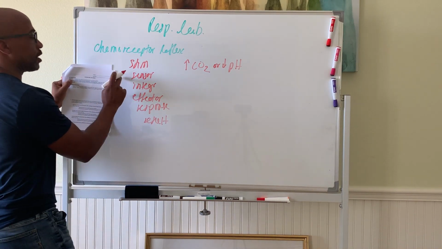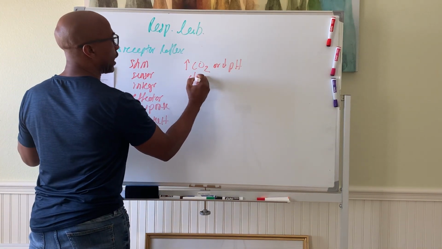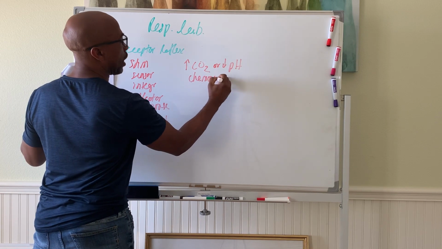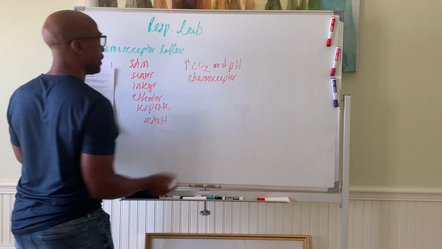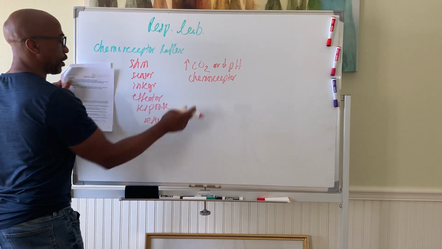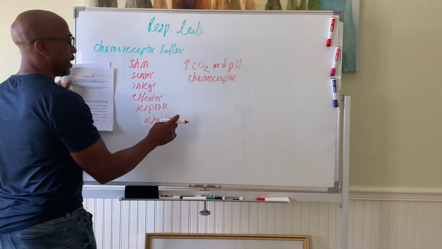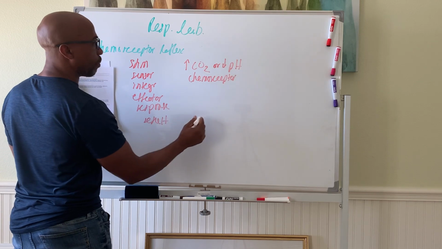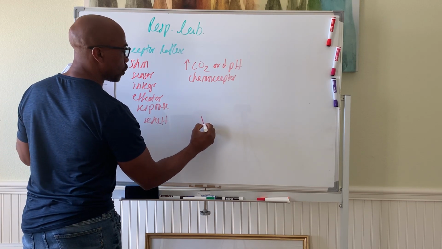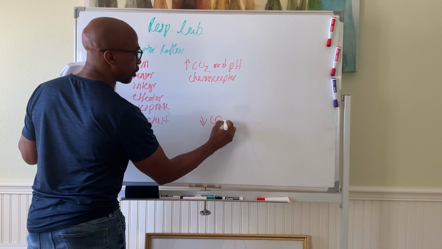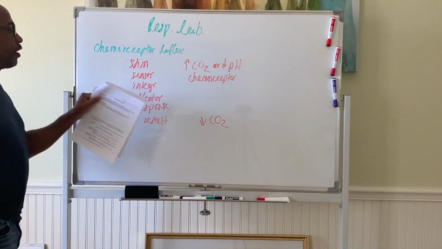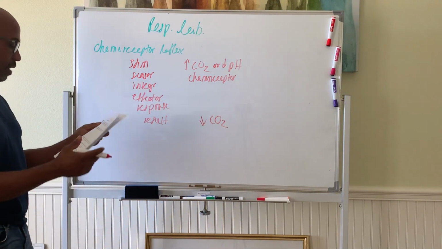So we can fill this in. The sensor will be chemoreceptors, integrator, I'll leave it for you, the effectors, muscles of breathing, and the response, and then the result will be that the CO2 level will drop. This is the result you're looking for, okay? So make sure you can fill in the remaining three things for that one.